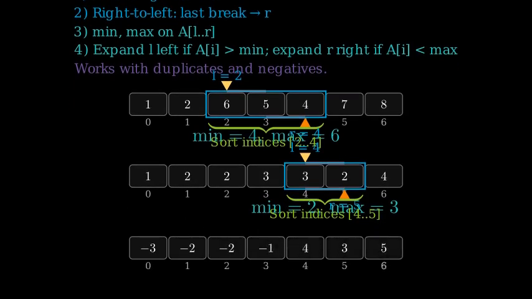Example 3 includes negative values and a left expansion. Left to right scan, -3, then -2, then -2, then -1 are good. 3 is a break, set little l to index 4. Right to left scan, 5 after 3 is good. 3 less than 4 is a break, so r equals 5 on this definition. Minimum and maximum on that window are 3 and 4. Expand left while any previous value is greater than the minimum 3. -1 is not greater than 3. Stop. Expand right while any later value is smaller than the maximum 4. 5 is not smaller than 4. Stop. The smallest subarray is indices 4 through 5.